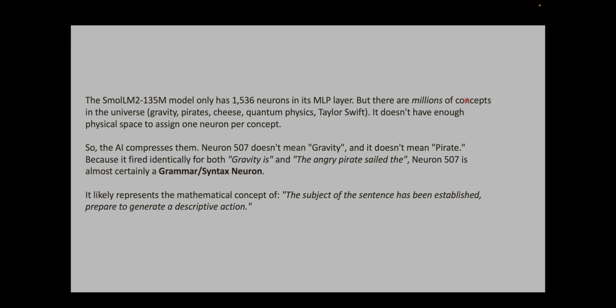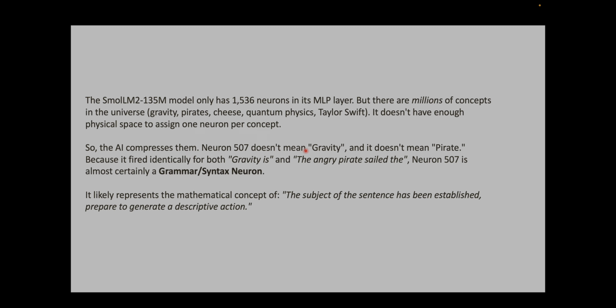But there are millions of concepts in the universe. Gravity, maybe pirates, cheese, quantum physics, anything, right? It doesn't have enough physical space. The small model doesn't have enough physical space to assign one neuron per concept that way. So that's why it will reuse the neurons, right? So the AI compresses them.